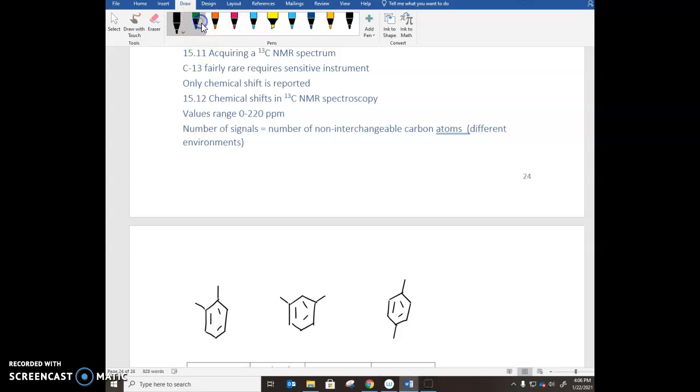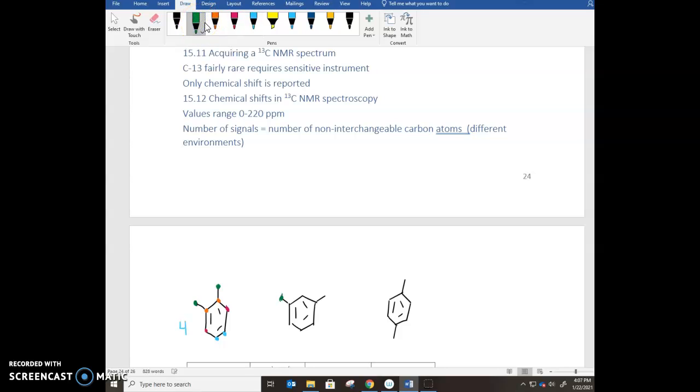in different environments. So let's look at these compounds down here and see if we can determine how many unique non-interchangeable carbons we expect to have. So we have carbon here. I have green. There we go, green. And this carbon is identical to it. We've got two carbons here that are going to be identical to each other. And then these two carbons will be identical to each other. And finally, these two carbons. So we end up with 4 signals here.